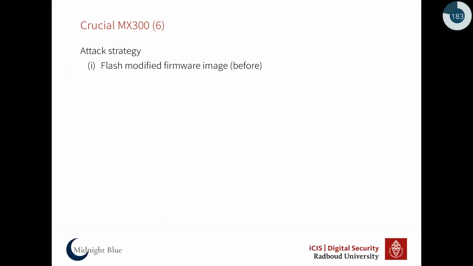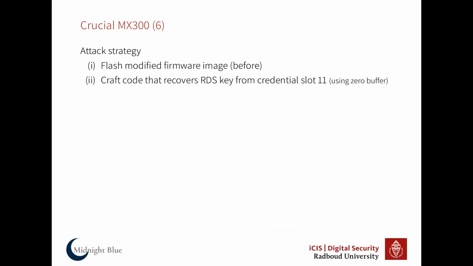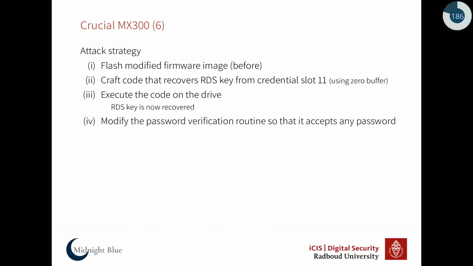As an attack strategy, you would flash this modified firmware image, then craft some code that recovers the RDS key from slot 1, basically decrypting it with a 0 buffer, and execute that code on the device. Then you have the RDS key. But you're still not there yet because there's still some access control in the way, so you need to remove that. There's a password verification function that checks a hash that you have to nullify, and then you can unlock any desired range with an arbitrary password.